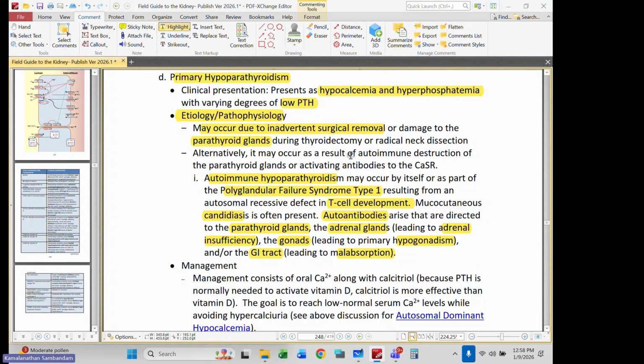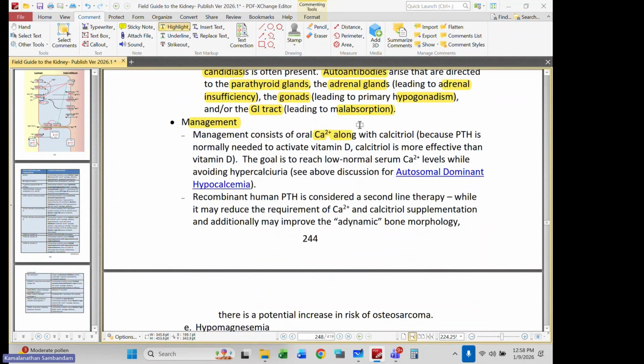Okay. Management, I've talked about, remember calcium with calcitriol, because PTH is needed to activate vitamin D. Calcitriol is often deficient in these patients. And I don't try and normalize the calcium. I try and keep it on the low end of normal because of that tendency to hypercalciuria. Less than autosomal dominant hypocalcemia because they only have the one hit, the low PTH. They do not have the gain of function mutation of the calcium sensing receptor. But they are still predisposed to hypercalciuria.